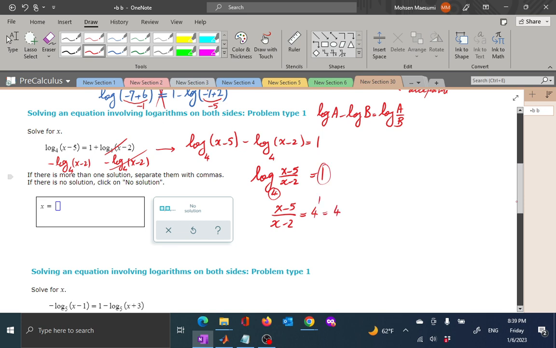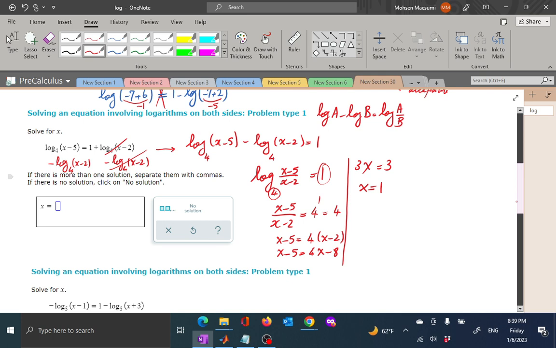How do we solve it? Well, cross multiply. X minus 5 is 4 times x minus 2. We multiplied. Open. X minus 5 is 4x minus 8. Subtract x from both sides, so that becomes 3x. Add 8 to both sides, and that becomes equal to 3, so x becomes equal to 1.